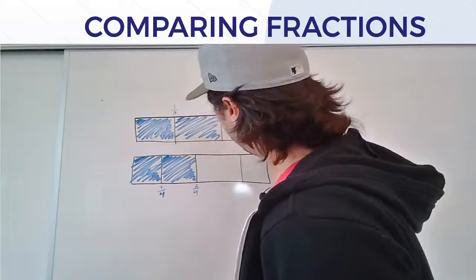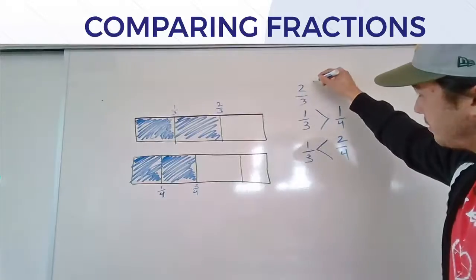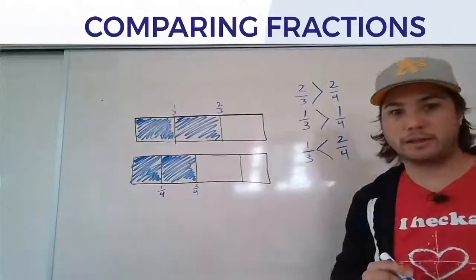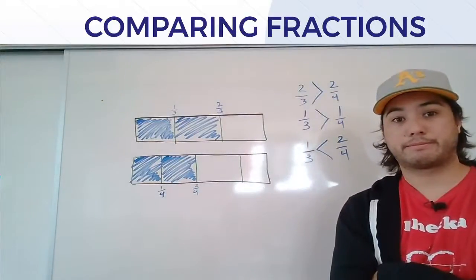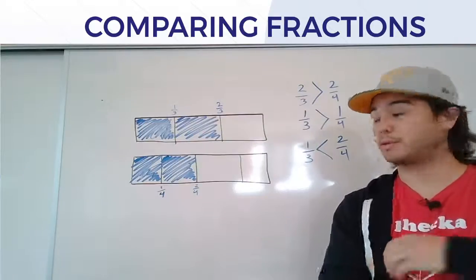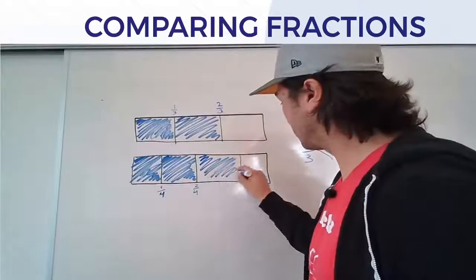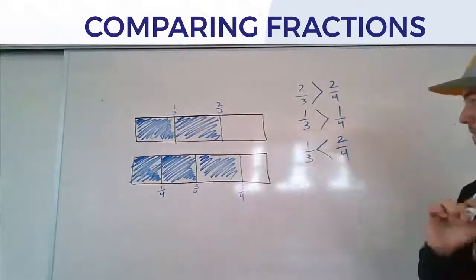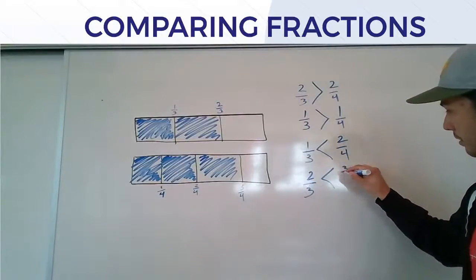Now we know 2/3 is greater than 2/4, and so on. If we added a third, fourth, which one would be greater? Yeah, our 3/4 would be greater. 2/3 is less than 3/4.